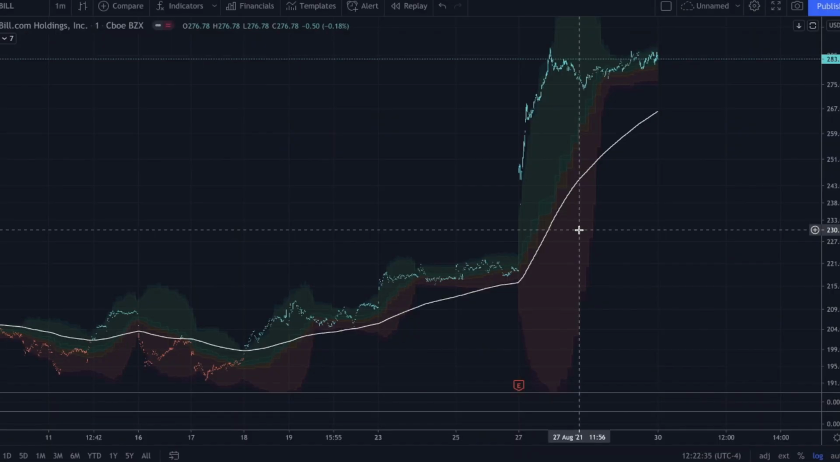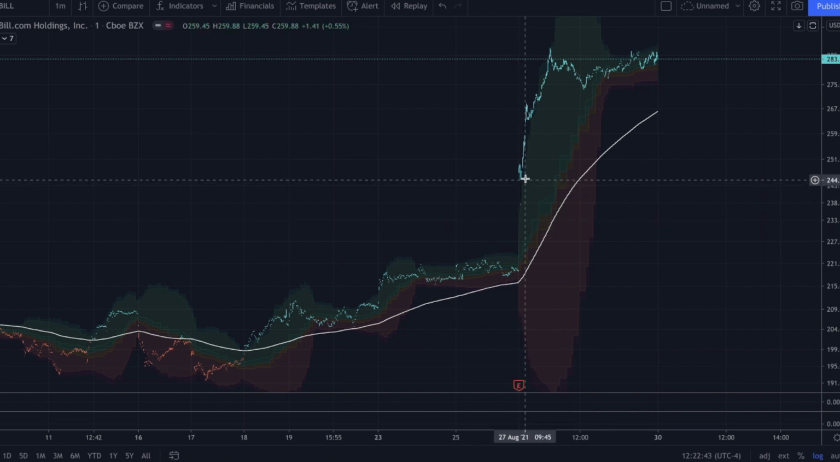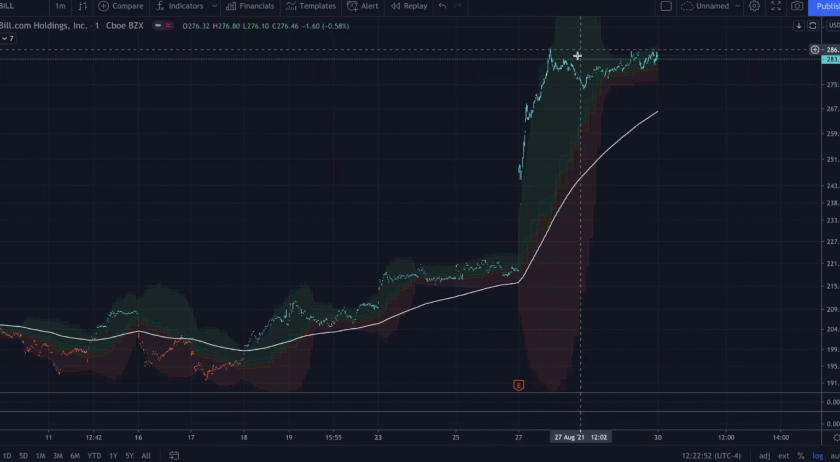Alright, so for this week we're going to be looking at one stock and one currency pair. For the stock, we're going to be looking at Bill.com. As we can see, on Friday there was a lot of bullish movement. It went from 245 to approximately 286. This was about a $40 gain.